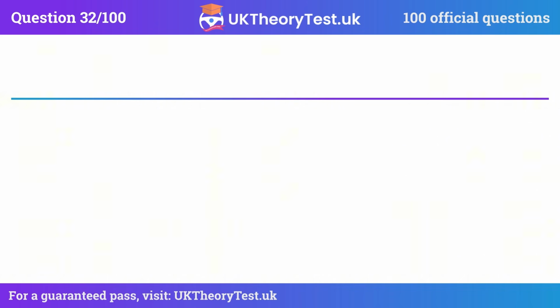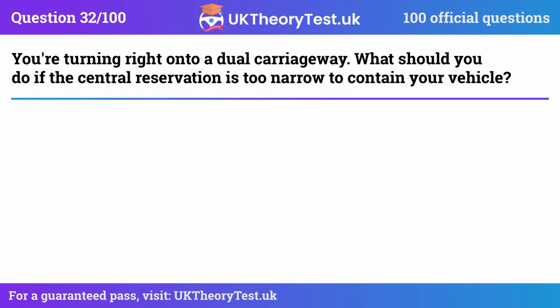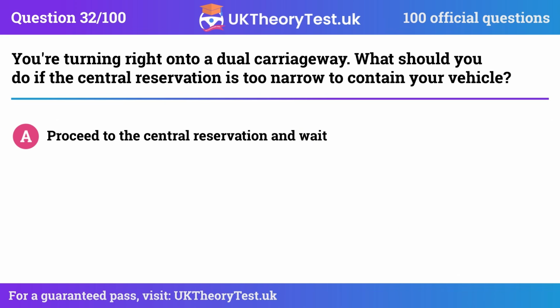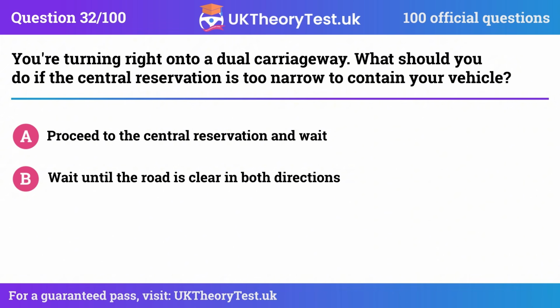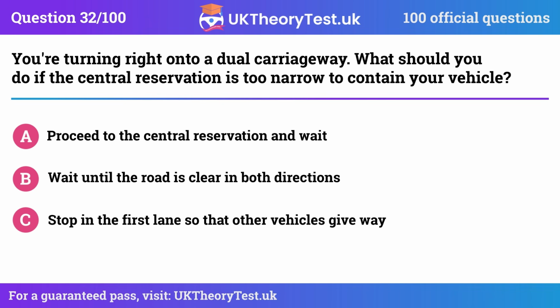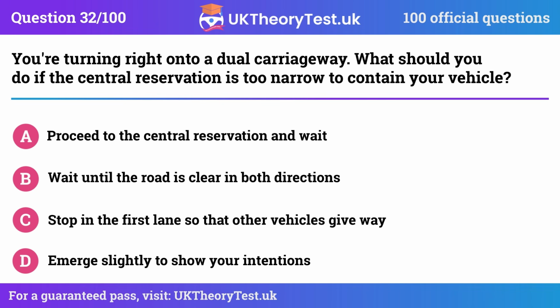Question 32. You're turning right onto a dual carriageway. What should you do if the central reservation is too narrow to contain your vehicle? A. Proceed to the central reservation and wait. B. Wait until the road is clear in both directions. C. Stop in the first lane so that other vehicles give way. D. Emerge slightly to show your intentions.